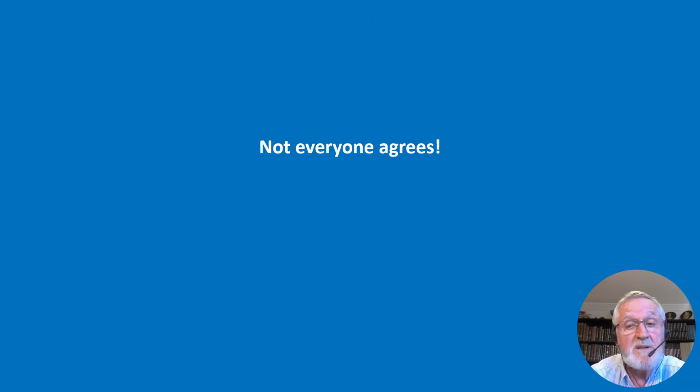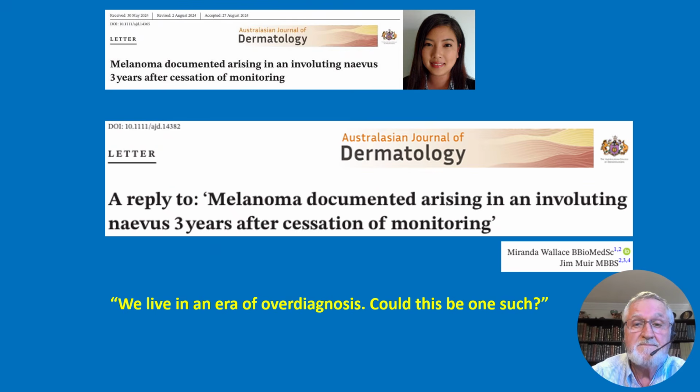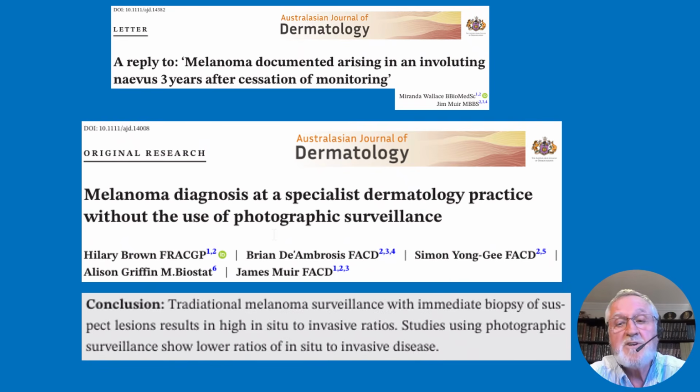But not everyone agrees. This was our paper about the melanoma documented arising in an involuting nevus after cessation of monitoring. And this was a reply from Wallace and Muir. And they made the statement, we live in an era of overdiagnosis. Could this be one such? And they referred to this paper of theirs, Melanoma Diagnosis at a Specialist Dermatology Practice Without the Use of Photographic Surveillance. They were quite proud of the fact that they don't use photographic surveillance.